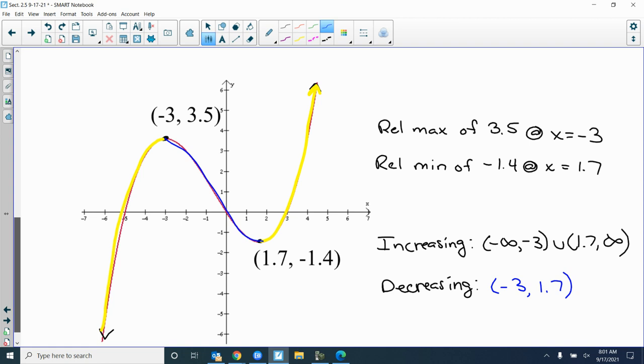All right, so identify difference between relative max. Now, absolute max, is that the absolute highest point? No. Absolute lowest point? No. So this one has no absolute maxes. There's a relative max, relative min. Peak has a value.